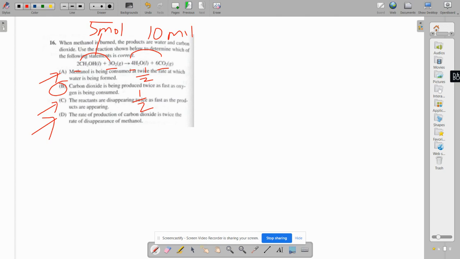And finally, D, the rate of production of carbon dioxide is twice the rate of disappearance of methanol. Well, they're in a 2-to-6 or a 1-to-3, so I would say maybe 3 times the rate of disappearance of methanol. So that one's a little bit tricky, but it's just reminding you of how kinetic stoich works, okay? And you can apply that in any reaction that you might look at. Okay, well, I think that was number 16.